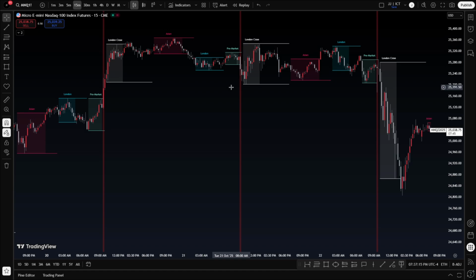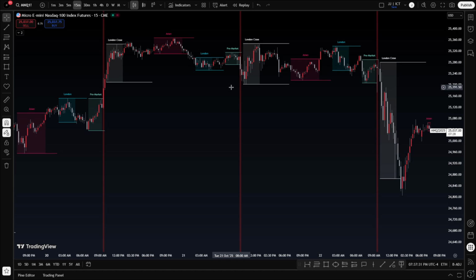For example, on the 1 minute, it could be just chopping back and forth for minutes on end. That's time distortion. On the 15 minute, it might be creating some sort of signature, touching a PD array, I don't know, purging liquidity. It can be doing a lot of stuff within that time distortion on the higher time frames.